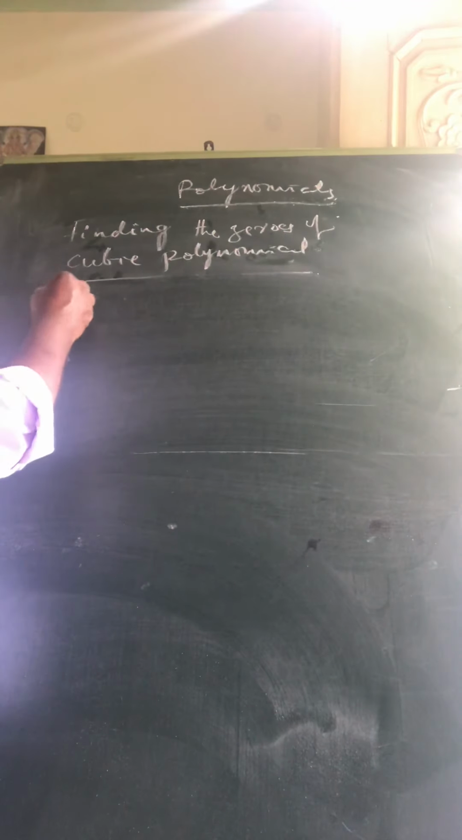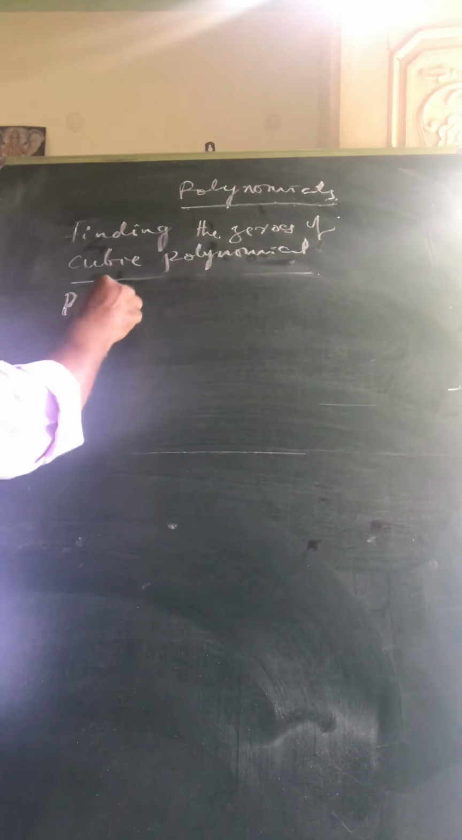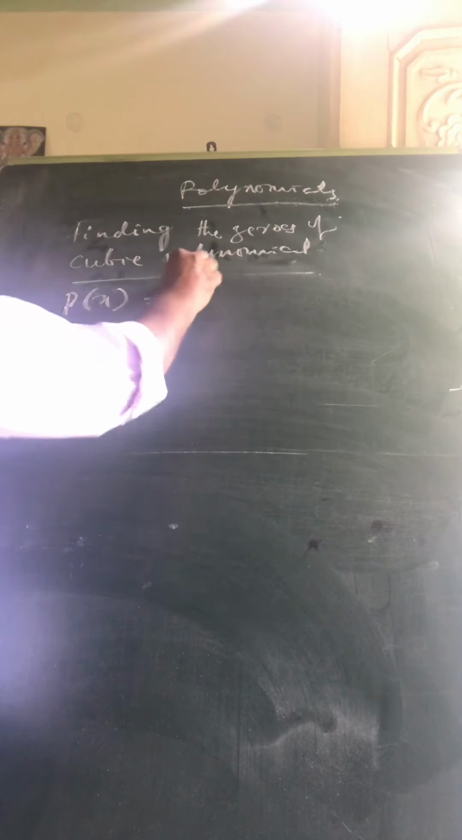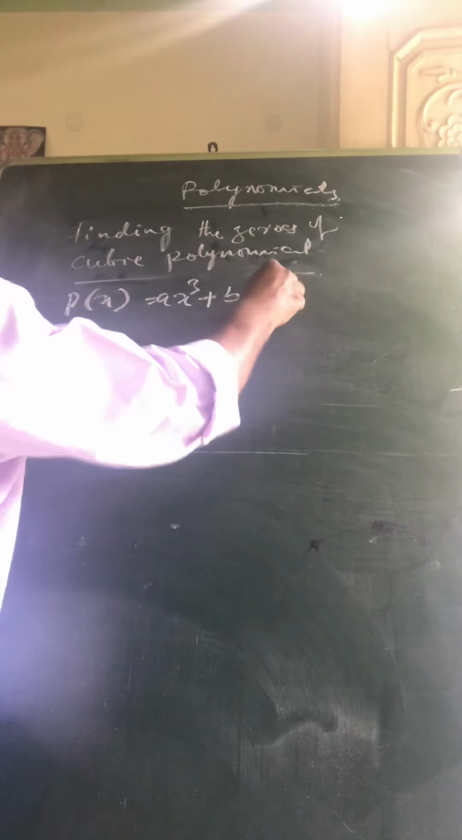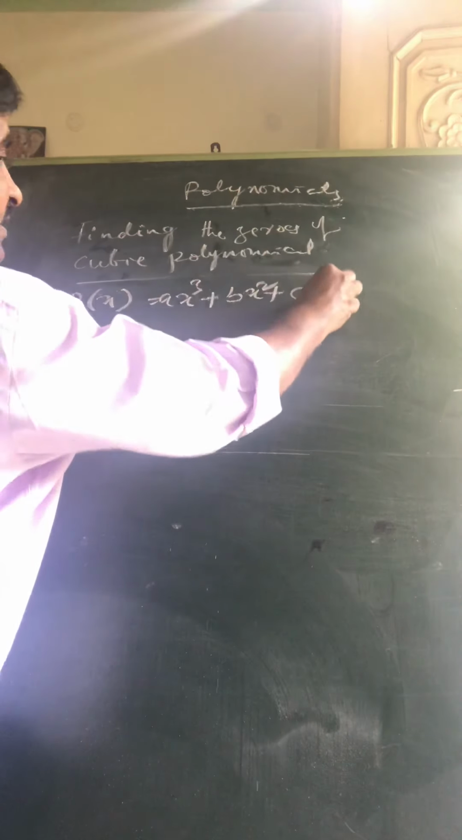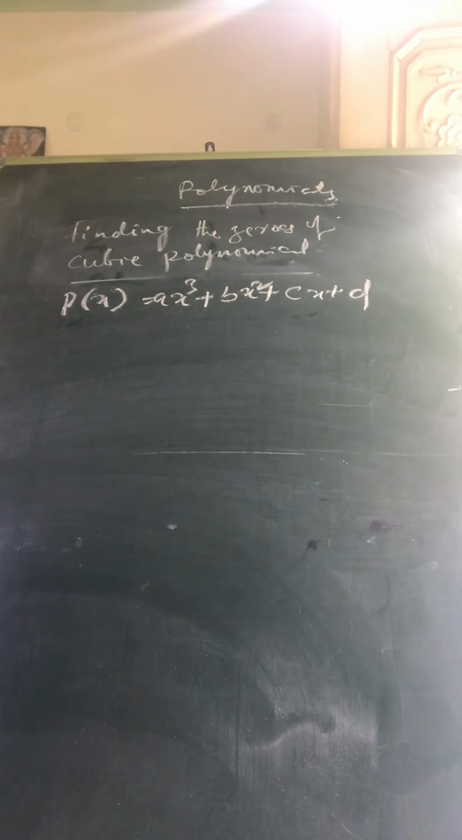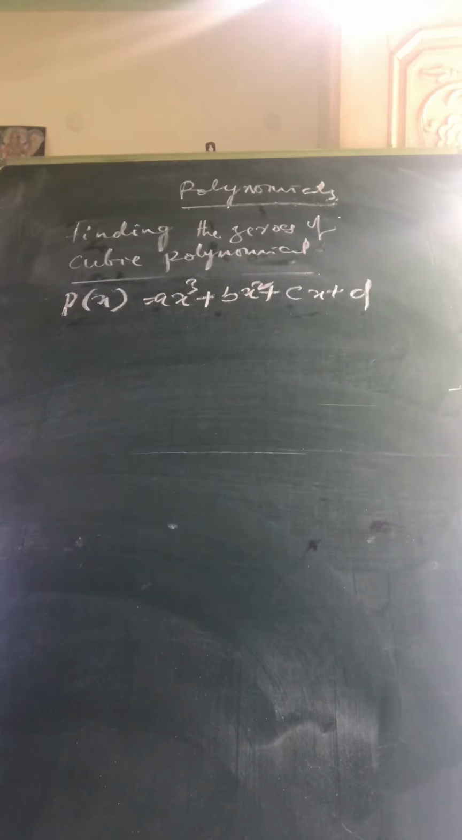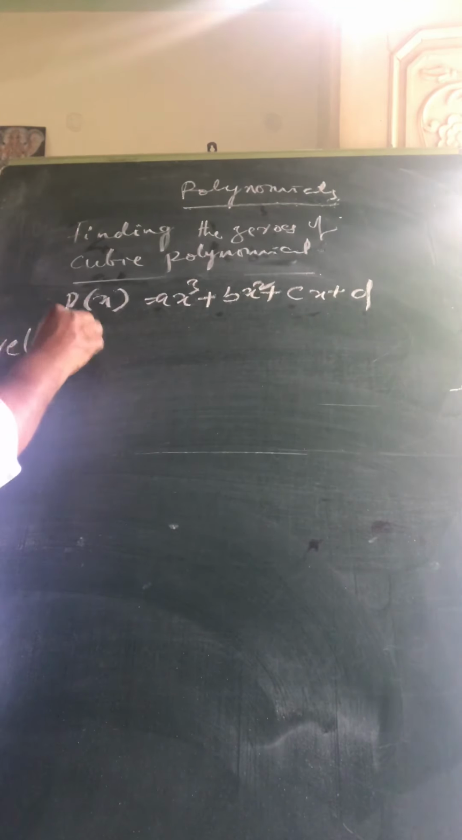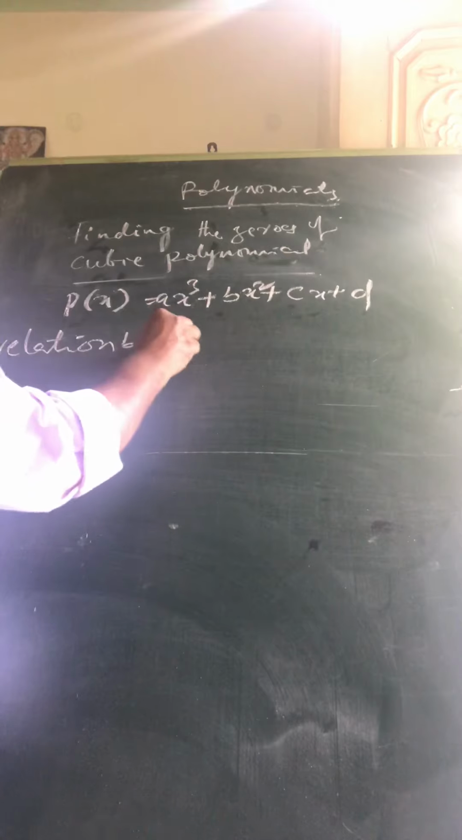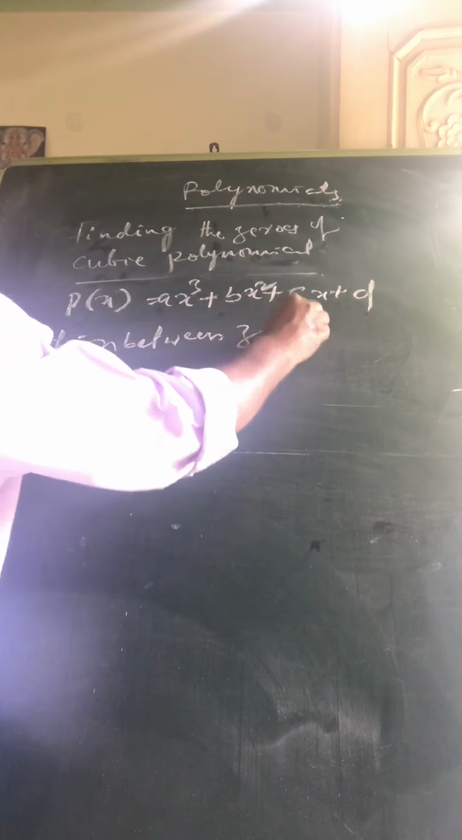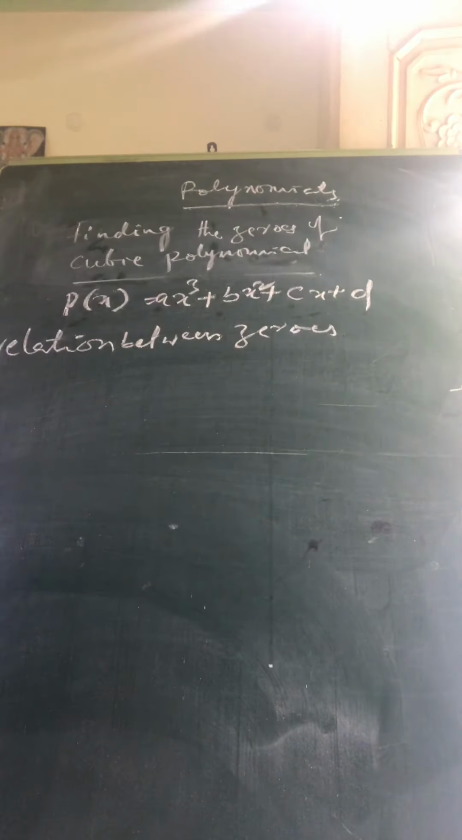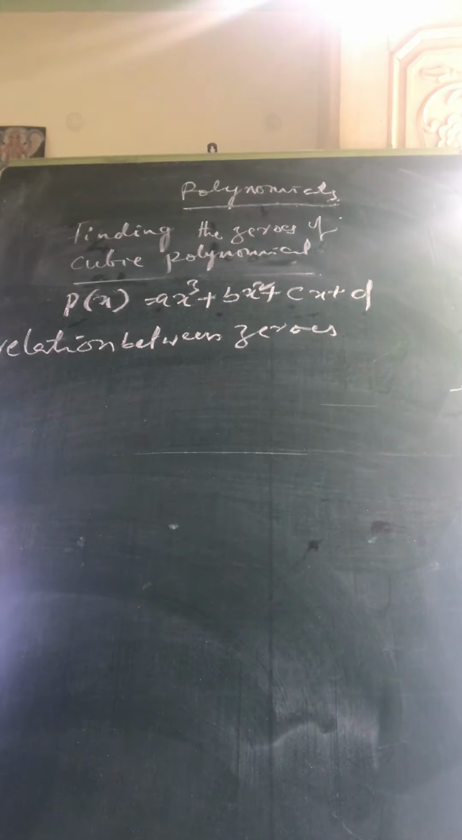See, for example, a cubic polynomial is p of x is equal to ax cube plus bx square plus cx plus d, where the coefficients are a, b and c and the constant is d. Now, the relation between the zeros of a cubic polynomial ax cube plus bx square plus cx plus d.